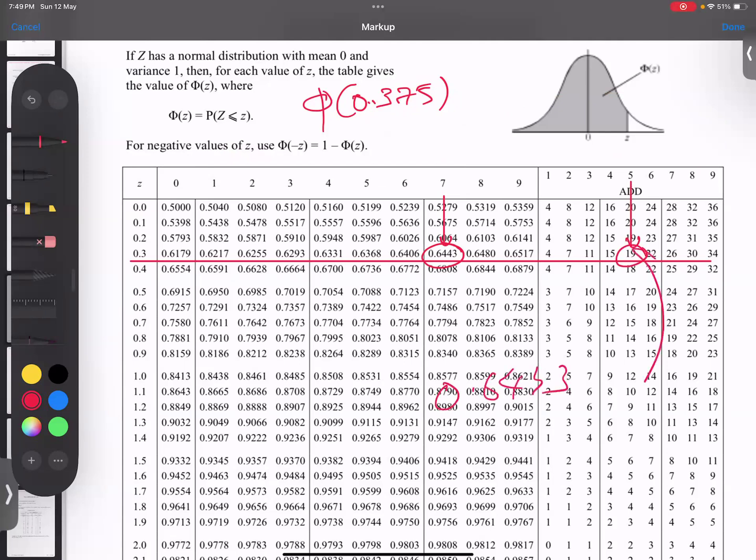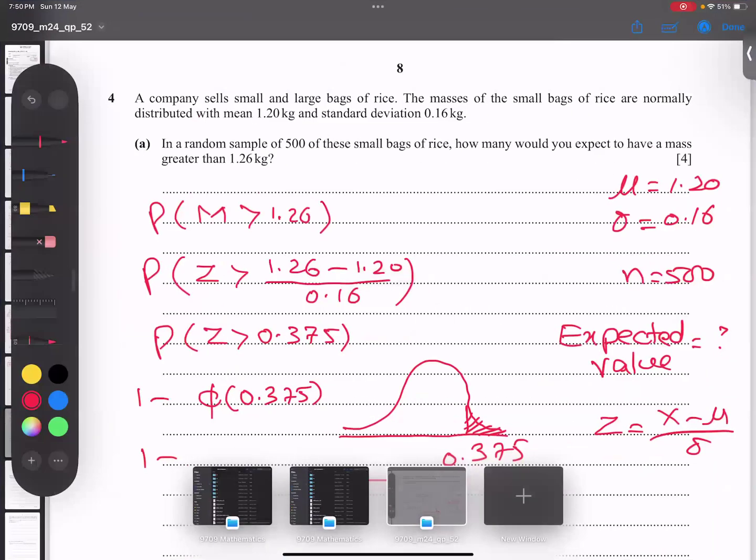0.6443, and this 19 I will add here. So I got 6462. So 6462 is my answer. And I think you got my point.